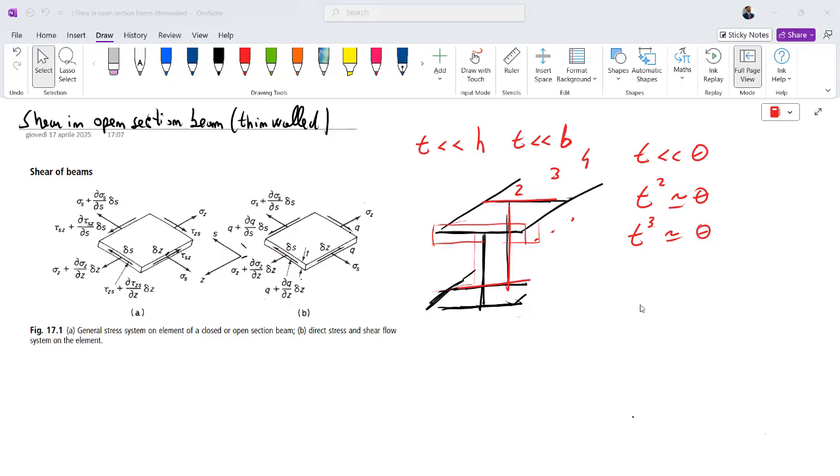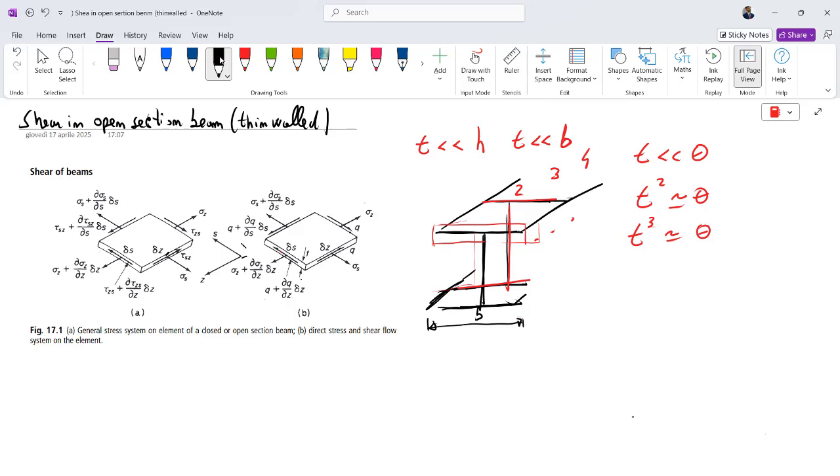So we have here two images, 17.1 from Megson's book, and on the other side a generic shape of a beam. A thin walled beam is called so because the thickness of the wall of the beam is less than the height of the beam and less than the other geometrical quantities that represent our beam. In this case, b stands, for example, for the base of the beam. So this thickness is very low that I can neglect this quantity. The powers of the thickness are negligible because t is very low. The t squared is a very low number.